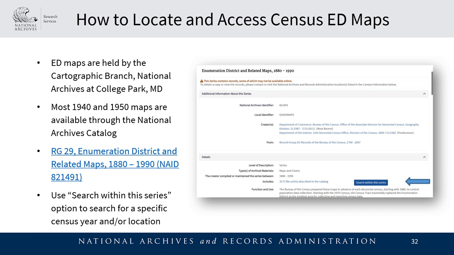We will now look at how to locate and access census enumeration district maps. ED maps are held by the cartographic branch of the National Archives at College Park, Maryland. The 1940 and 1950 maps are easily accessible through the National Archives catalog. You can search the NAID identifier shown on this slide to locate the series and use the search within this series blue button, indicated by the blue arrow on the slide, to narrow results to a specific year and or location.